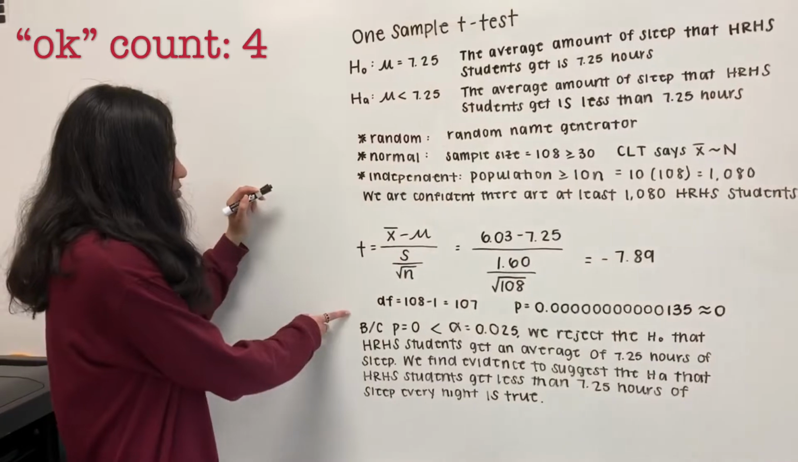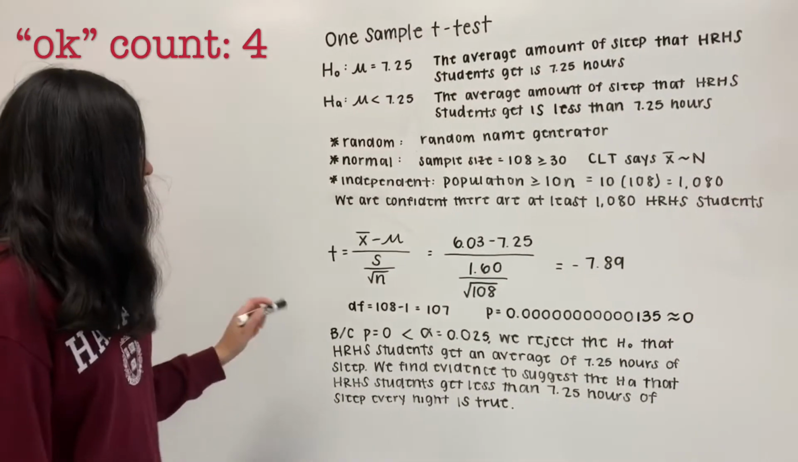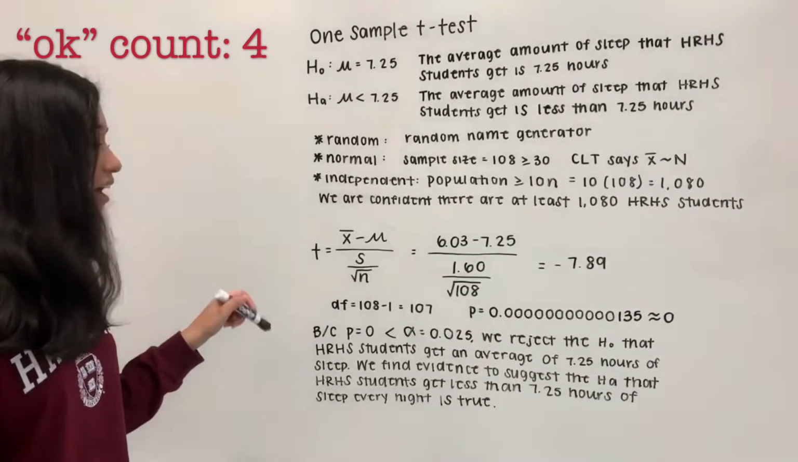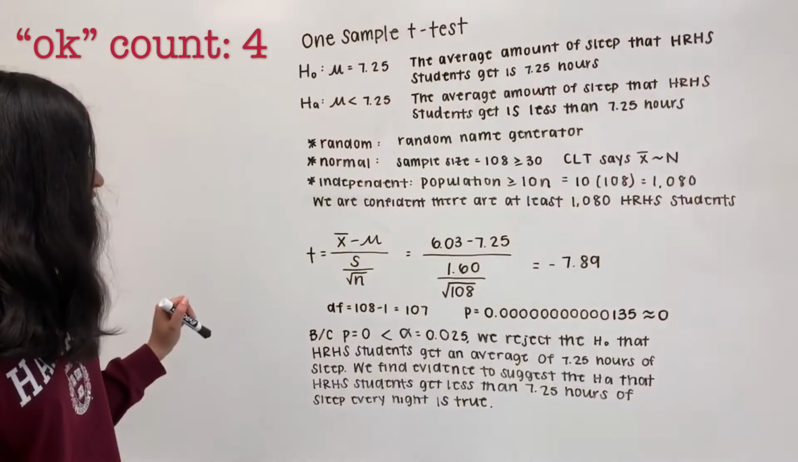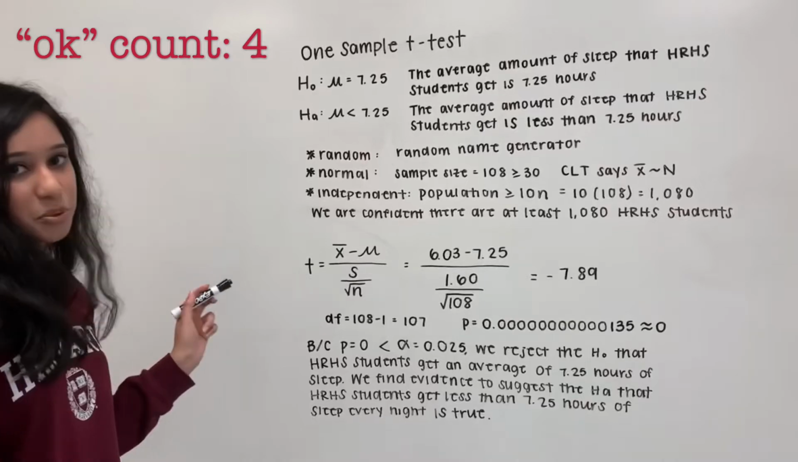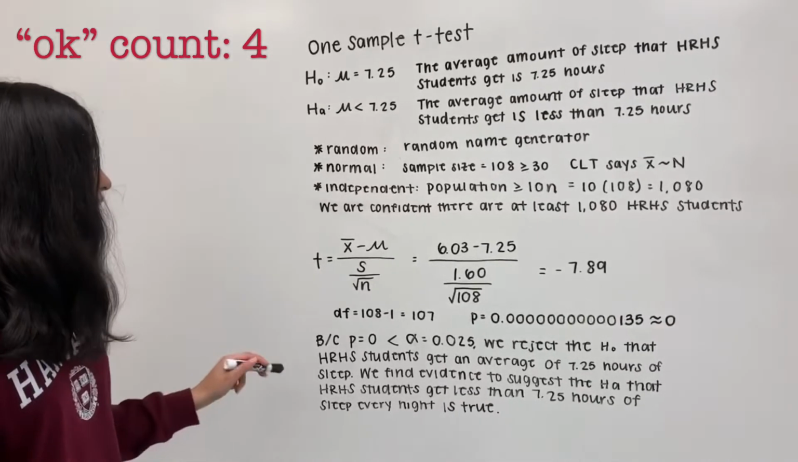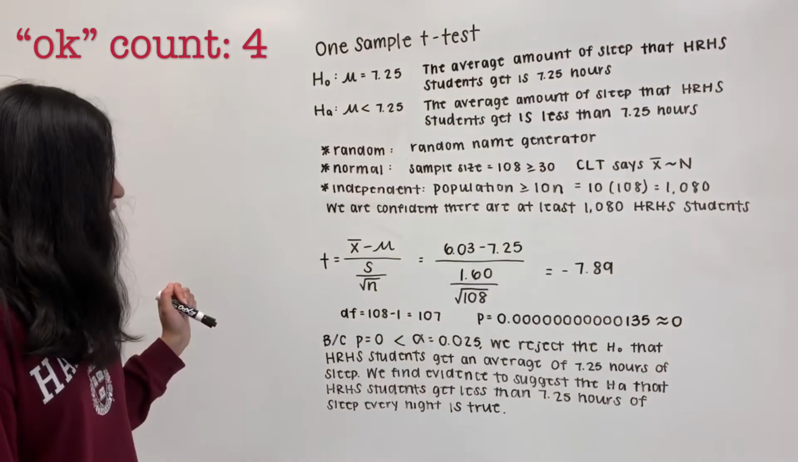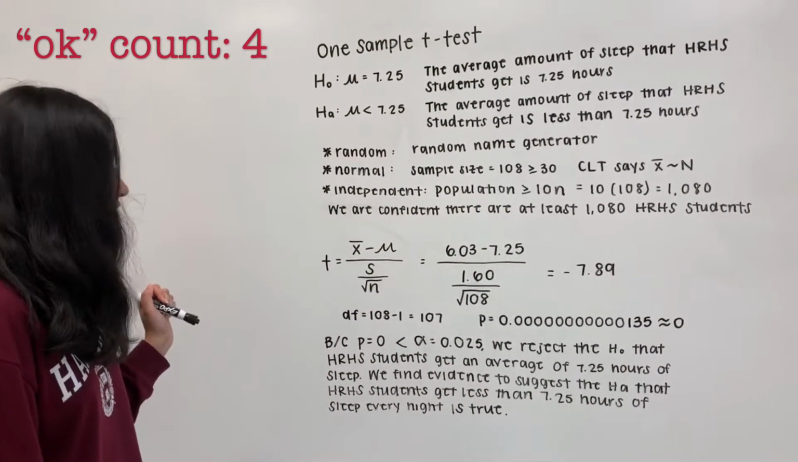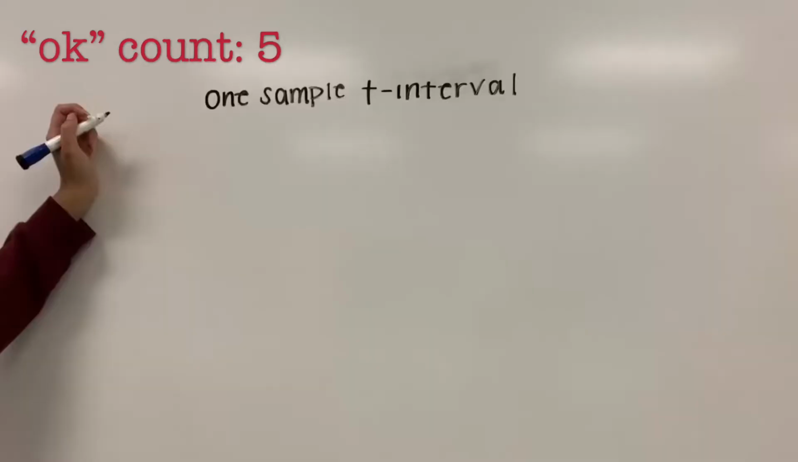Okay, the last step is to write a conclusion. So our conclusion is because p equals 0, which is less than alpha of 0.025, we reject the null hypothesis that HRHS students get an average of 7.25 hours of sleep, and we find evidence to suggest the alternative that HRHS students get less than 7.25 hours of sleep every night is true.